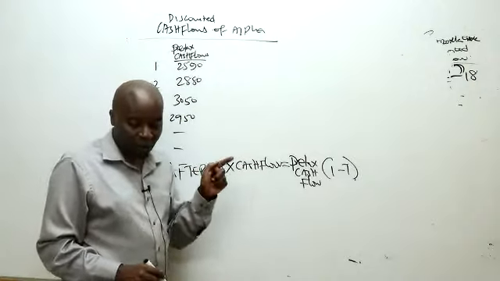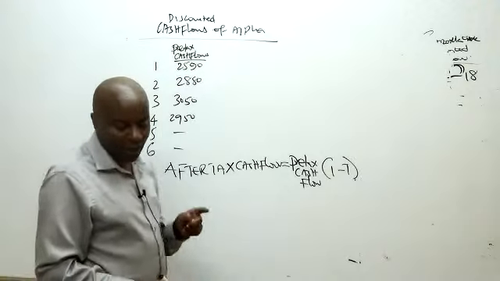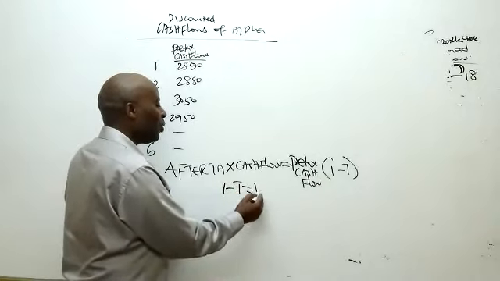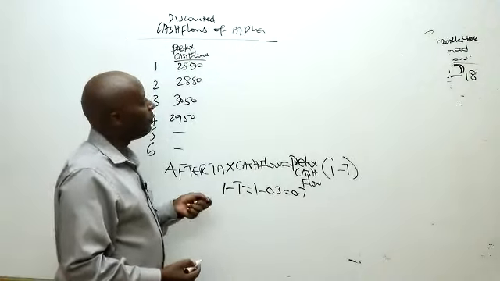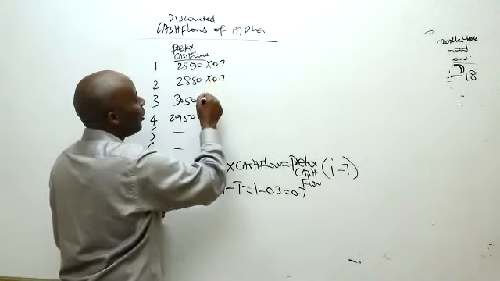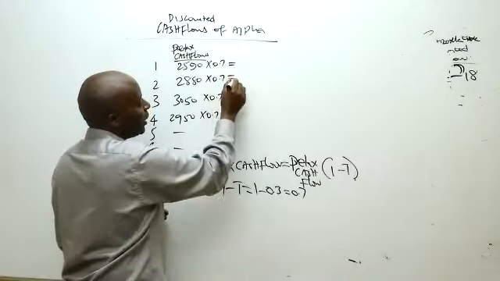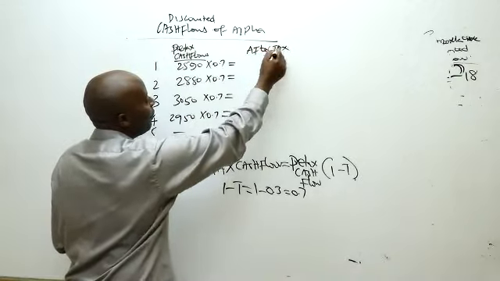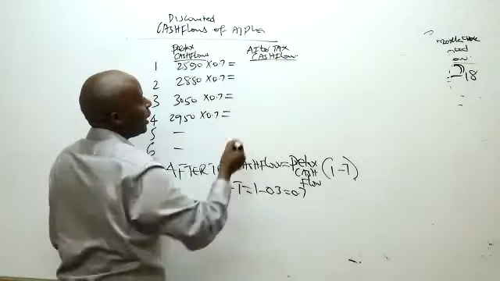And the taxation rate has been given as 30%. Look at note number 6: the corporate tax is 30%. So my 1 minus t will be 1 minus 0.3, which gives me 0.7. So what you need to do is to multiply these figures consistently with 0.7, for you to be able to get the after-tax cash flow.